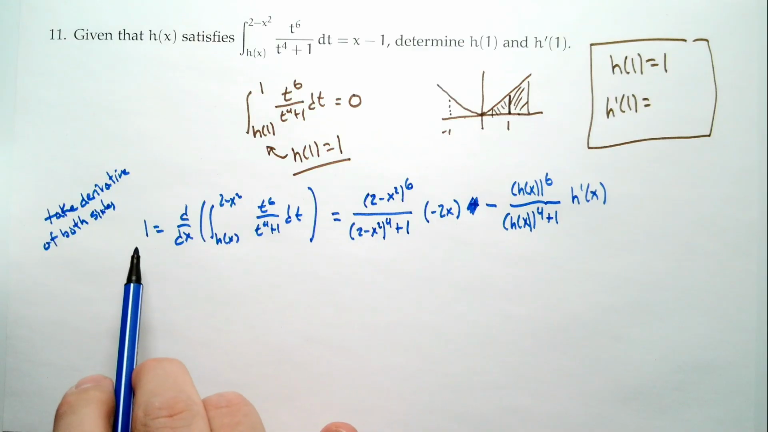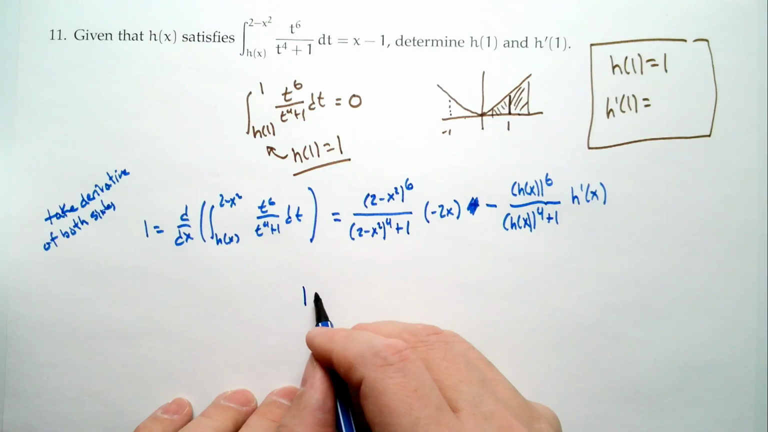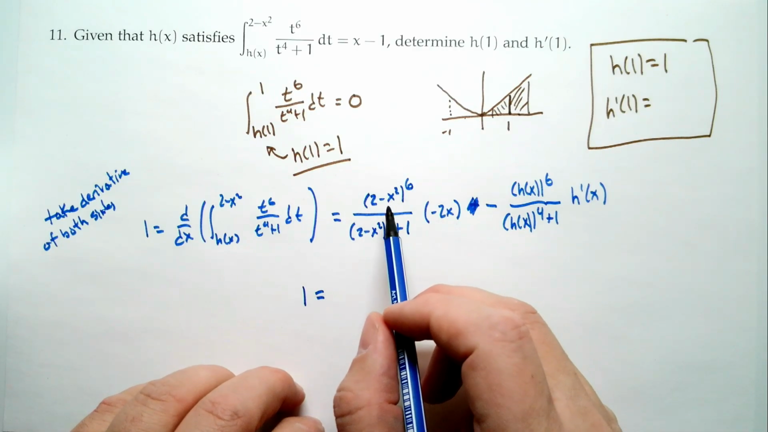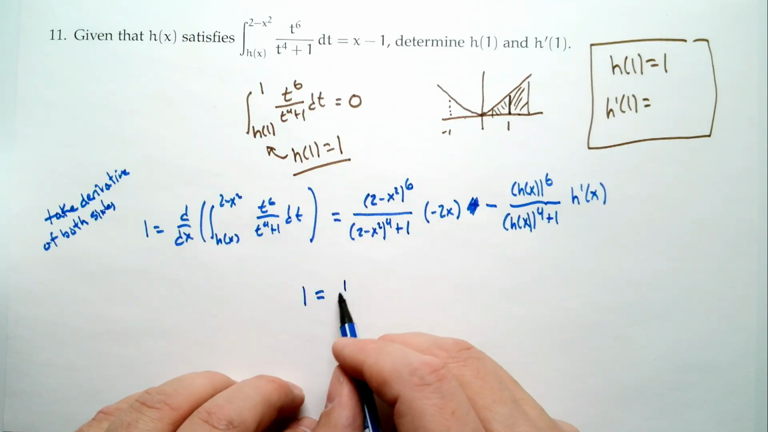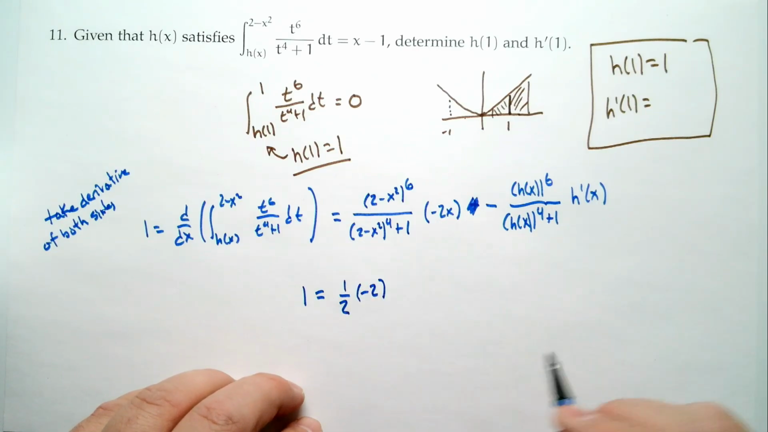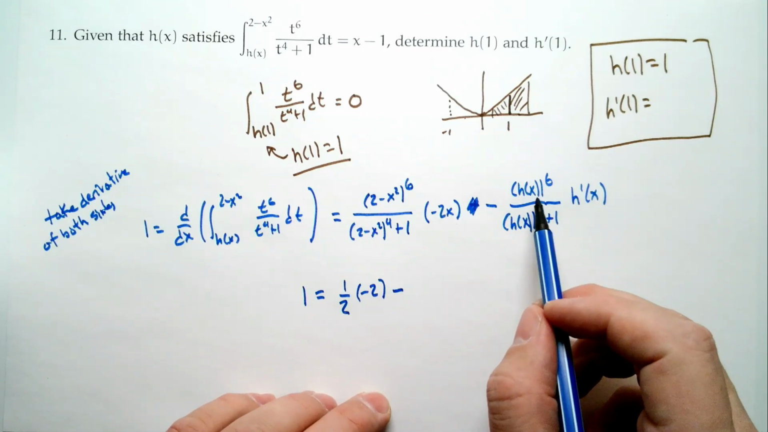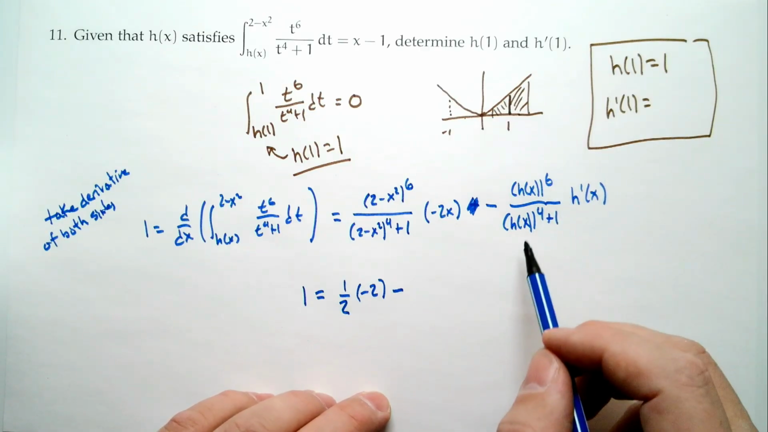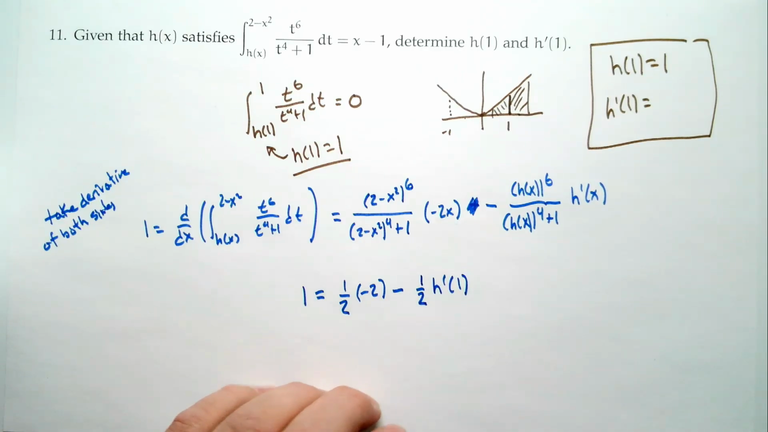Well, when we plug in x equals 1 to the left-hand side, we'll get 1, because it's always 1. So we get that 1 is equal to, here we get 2 minus 1, which is 1. So it's 1 to the 6 over 1 to the 4th plus 1, also known as a half, times negative 2. And then here we get minus, and then it'll be h of 1, but we know what h of 1 is. H of 1 is 1. So it's again 1 to the 6 over 1 to the 4th plus 1, which is again a half, times h prime of 1.